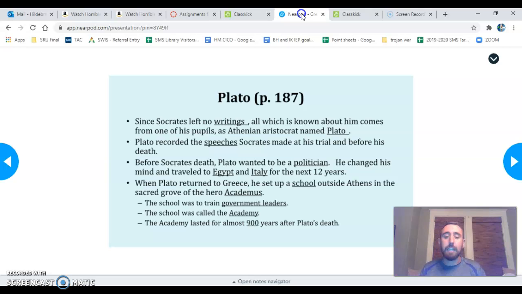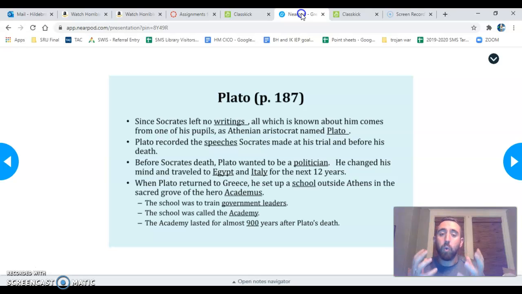And so he actually travels to Egypt and then to Italy, and he goes around and he's learning from different people all around the Mediterranean. And then eventually he returns to Greece to start a school right outside of Athens. If we translate it to English, we call it the Academy. Right? And his goal was to train government leaders.